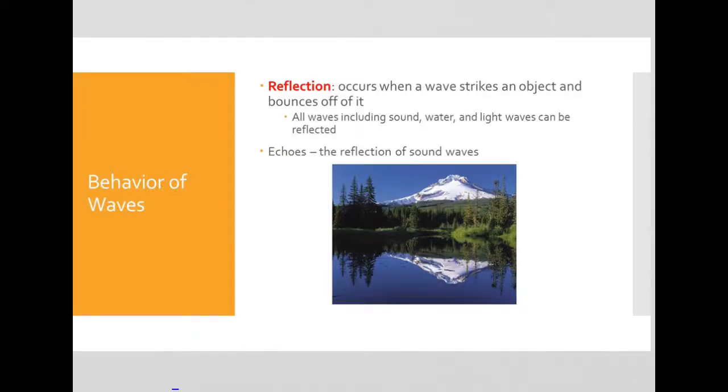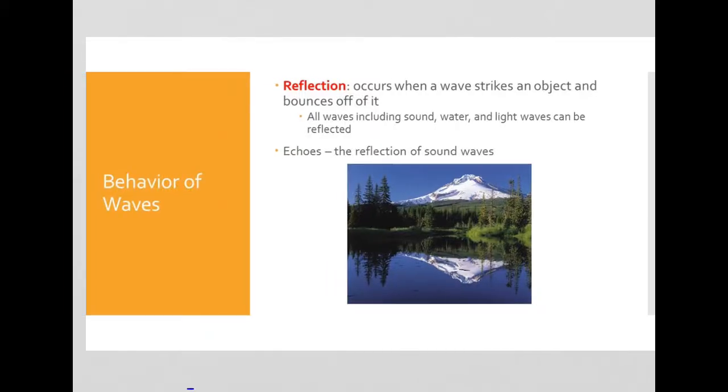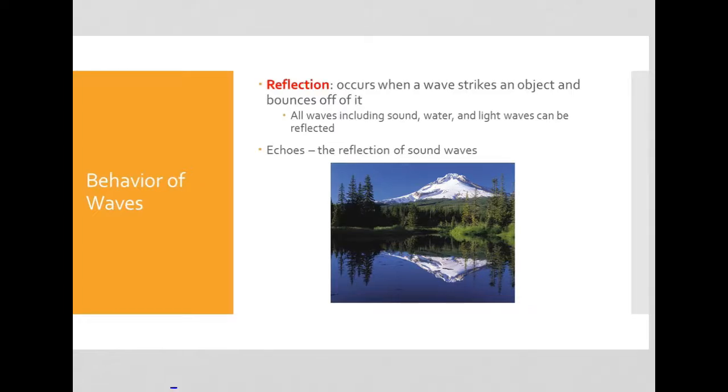Okay, this video is going to be about the behavior of waves, specifically about reflection. Reflection occurs when a wave strikes an object and bounces off of it. Now, all waves, including sound, water waves, and light waves, can be reflected, though we're typically used to the reflection of light waves, as seen in this image here, where the light bouncing off of the mountains and the trees gets reflected off of the pond.